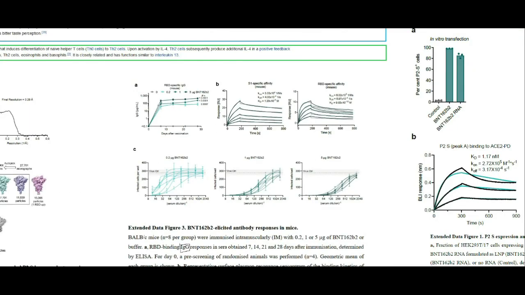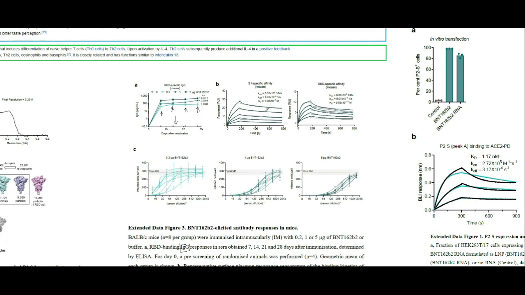And so they're looking at different amounts of the BNT162b2 being added. The 0, which you can see is actually down here, and that's what you would expect, that you would get no response. And so here we actually get response after the 7, 14, 21, and 28 days. And so that's promising there.